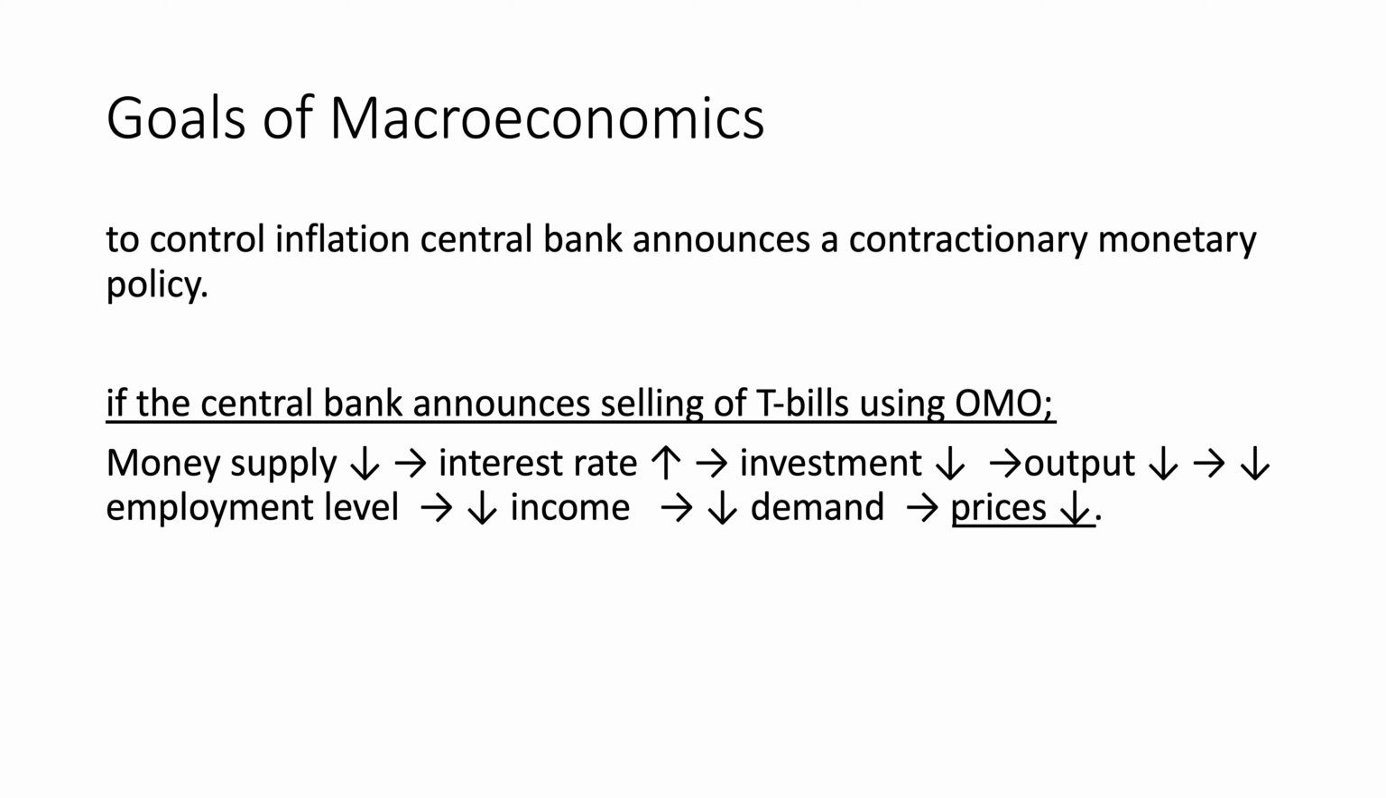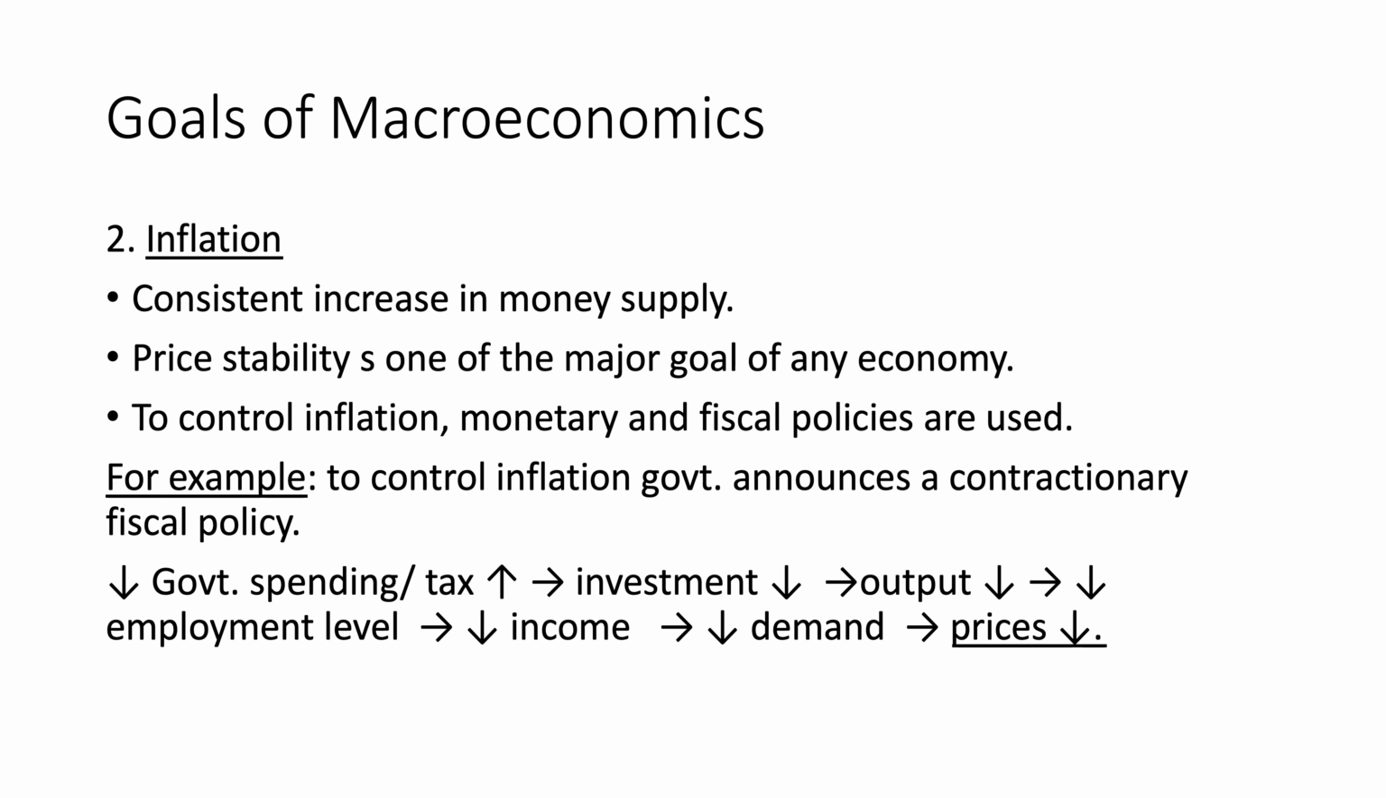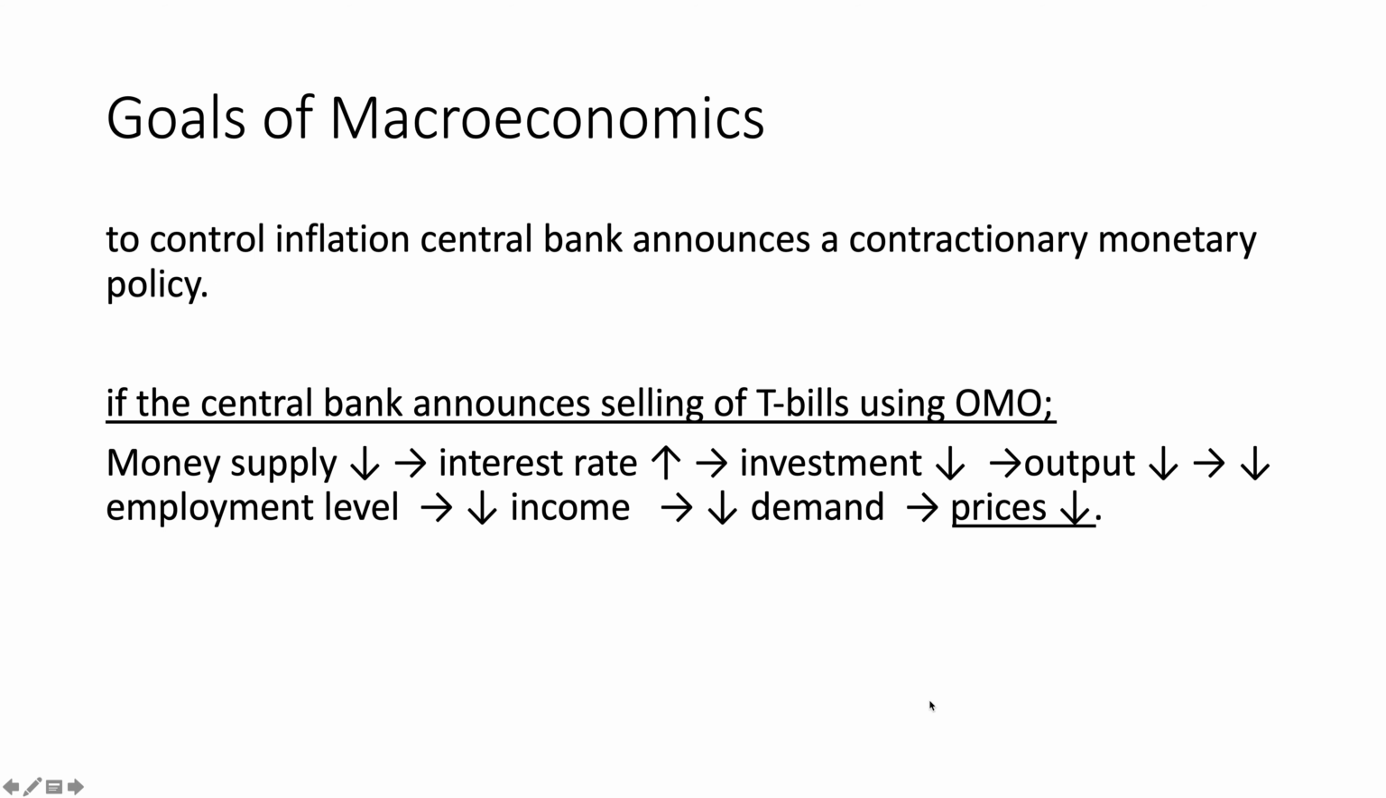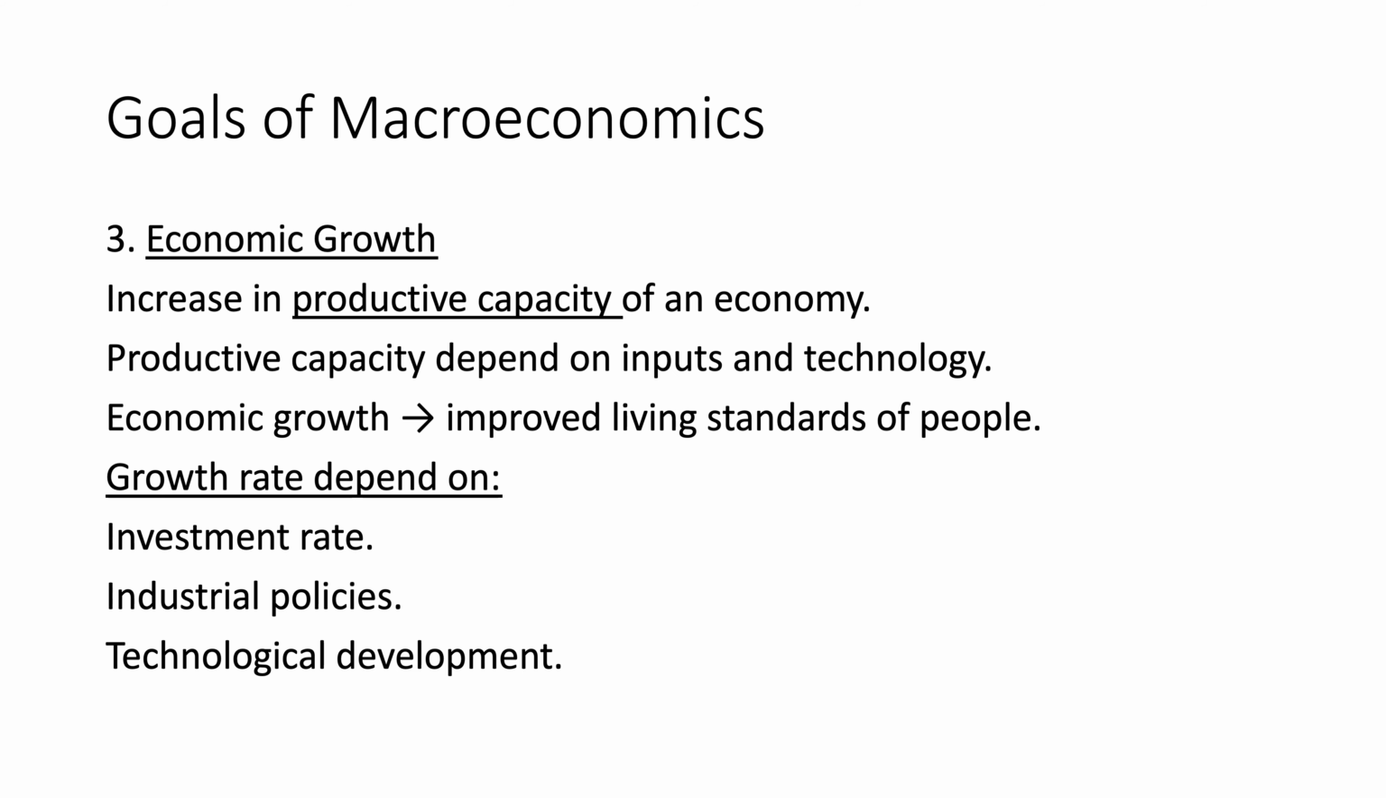Now, when again the prices are reducing, we said that this is the inflation which is being controlled by the central bank. So either by using contractionary fiscal policy or contractionary monetary policy, inflation can be controlled in the economy by the government. Then comes the third goal, which is economic growth.